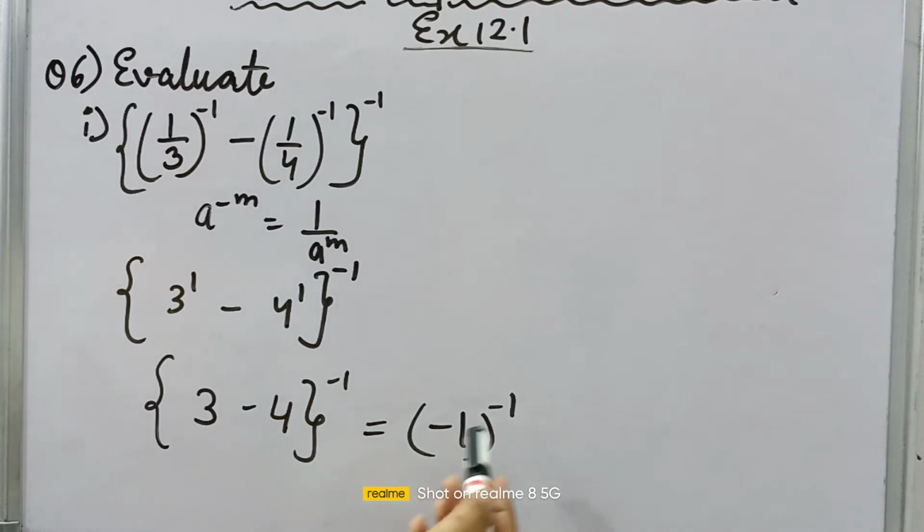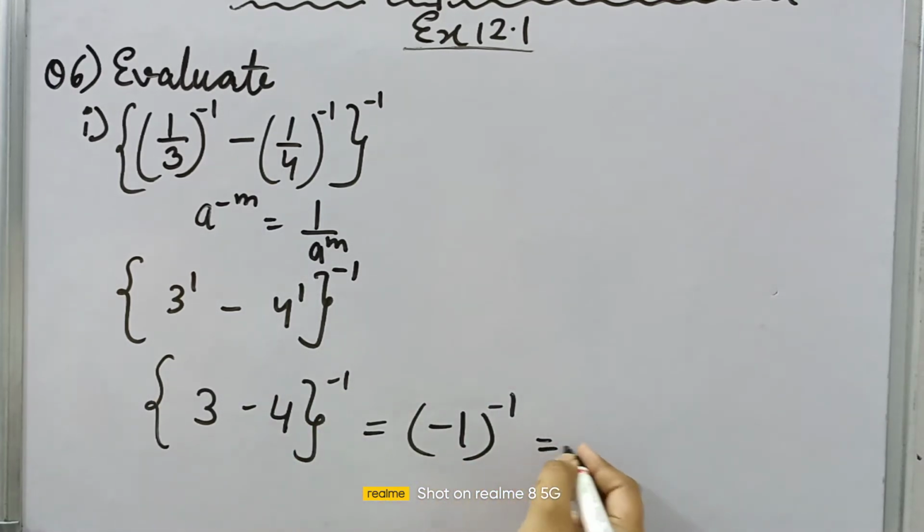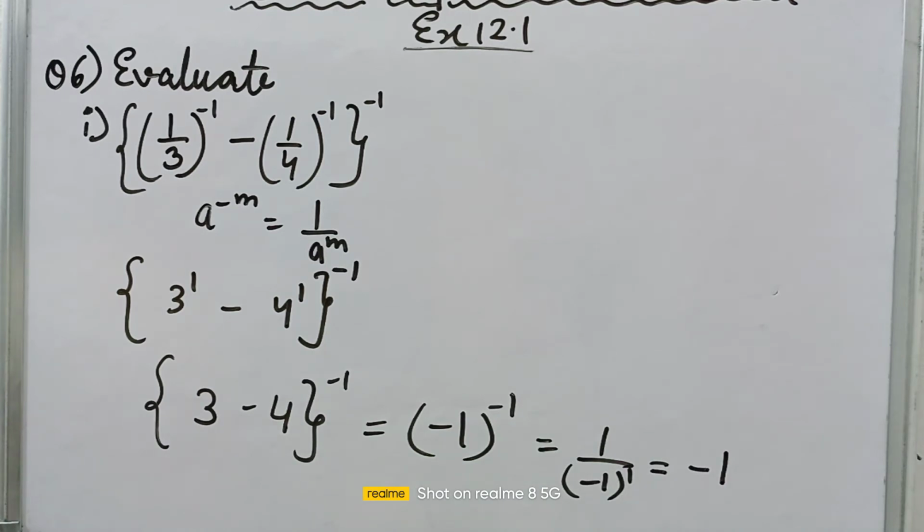Right now again we have to make this exponent positive, so we will write 1 upon minus 1 whole to the power 1. Now the value for minus 1 whole to the power 1 is minus 1. So our answer for this expression is minus 1.